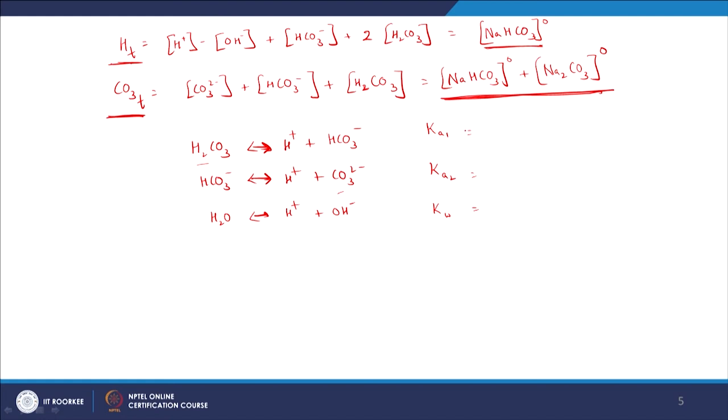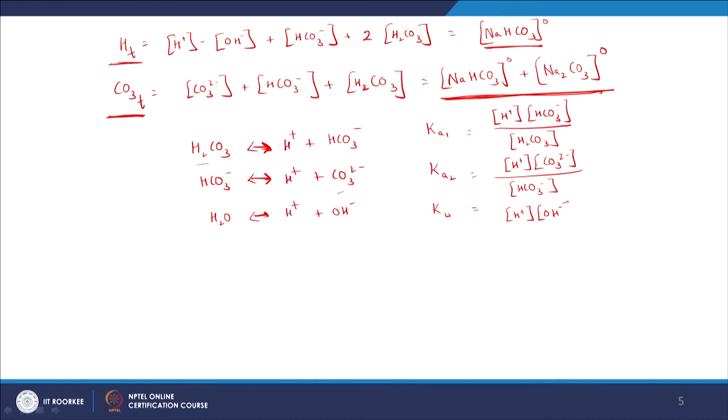And so I am going to list the relevant equilibrium constants Ka1 and Ka2 for the 2 protons that can be released by H2CO3, and the water dissociation constant Kw. Ka1 is going to be equal to the activity, which I am going to approximate by concentration, H plus into HCO3 minus by concentration of H2CO3, right. And similarly I am going to have Ka2 equal to H plus into CO3 2 minus by concentration of HCO3 minus, and Kw is going to be equal to the concentration of H plus into the concentration of OH minus, right.